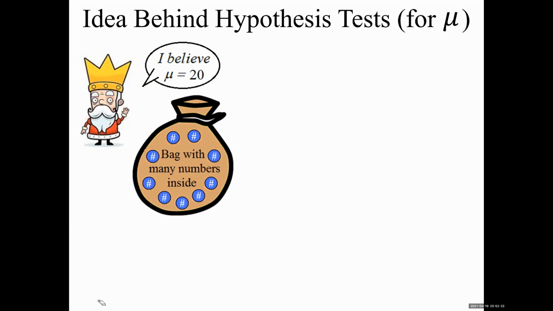Now the king, everybody loves the king. He's an honest king. He's never lied to you before, and you always pretty much believe him. Anytime he says something, you believe him. So you're like, okay, the king said it's 20. The average of all the numbers is 20, and you can relax. You're happy now. You're like, okay, now I know what the average is.